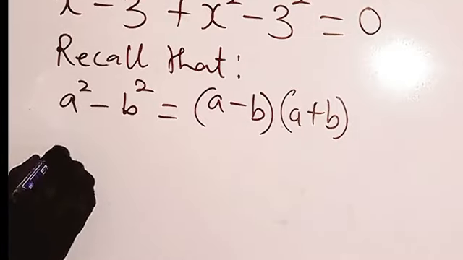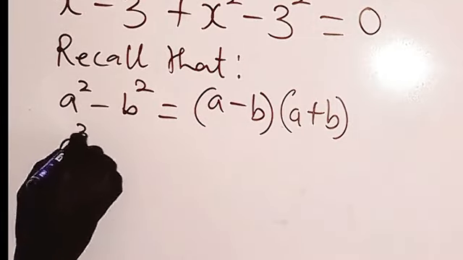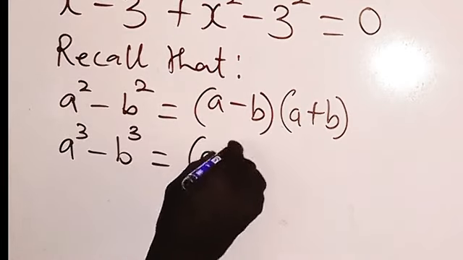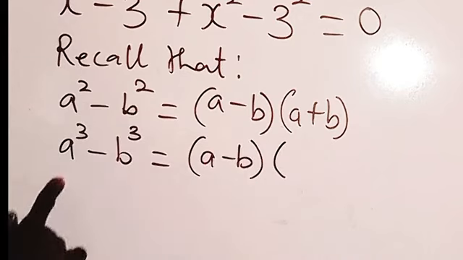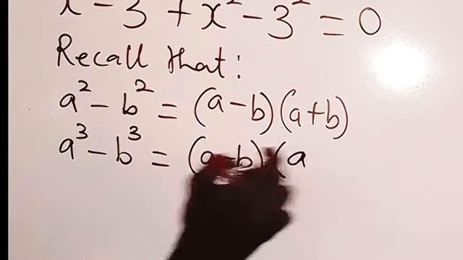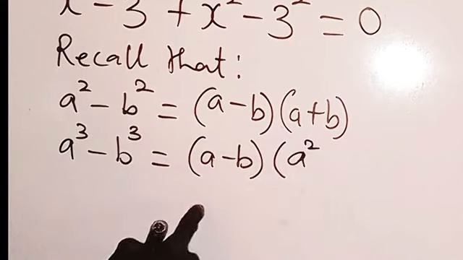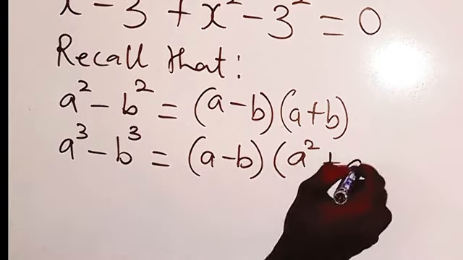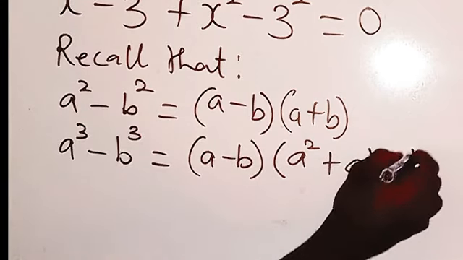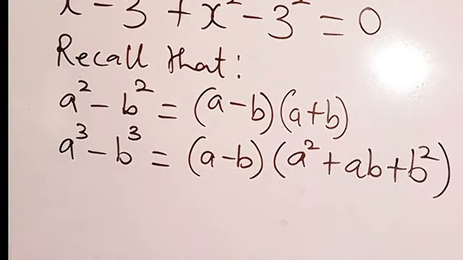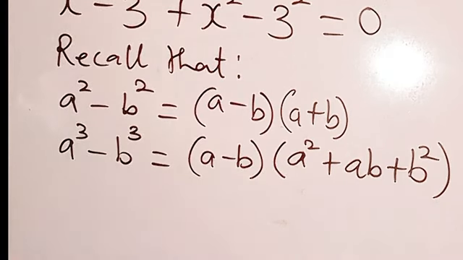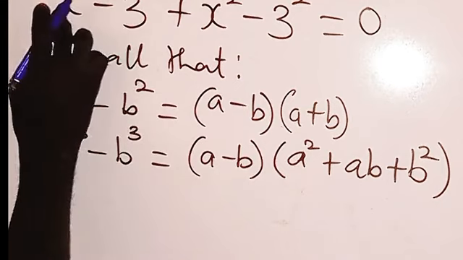If you have a difference of two cubes, like a to the power of 3 minus b to the power of 3, you know that this is going to be a minus b, then into bracket, a squared, then plus ab, then plus b squared. So for this difference of two cubes, this is what we're going to have. Now we are going to apply this.